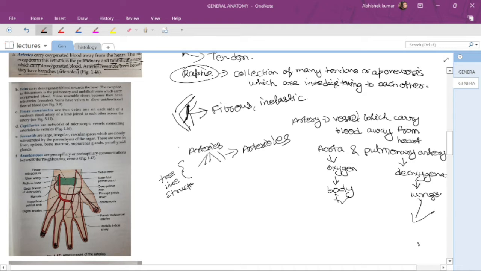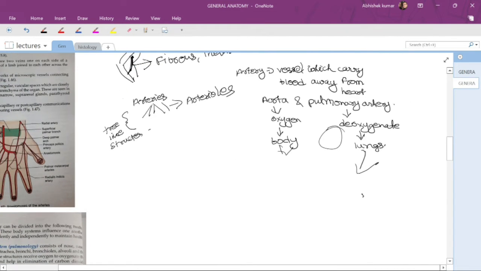Now, what about veins? Veins carry deoxygenated blood toward the heart, opposite of arteries. The exception is the pulmonary and umbilical veins, which carry oxygenated blood. Again, the same principle here. Veins resemble rivers because they have tributaries called venules. Veins have valves to allow union.